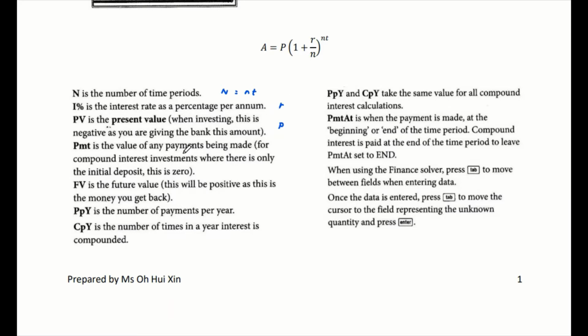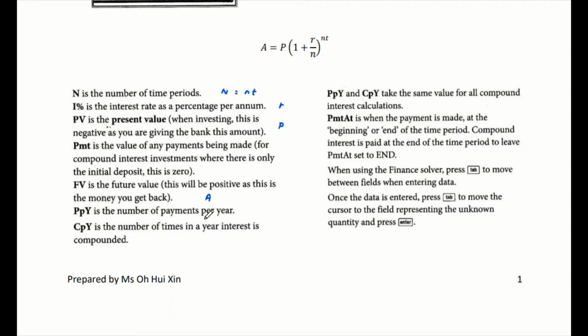This will change when we talk about the deeper approach after you come back from your semester break. In this case, all our payment will be zero. Then FV is the future value, which means the total amount of money you have in your bank after calculating the whole thing. So in this case, the FV will be your A. Normally when you put the principal as negative, your A will be positive, because this is the future value. You are getting back the money, so the answer will be positive.